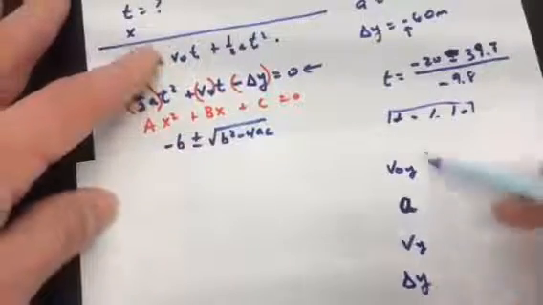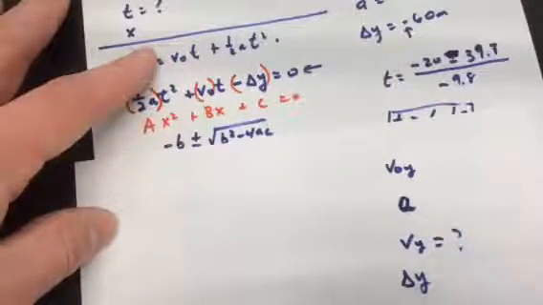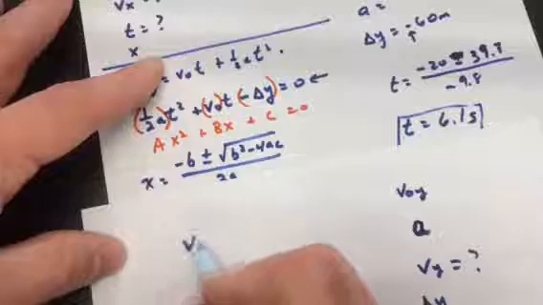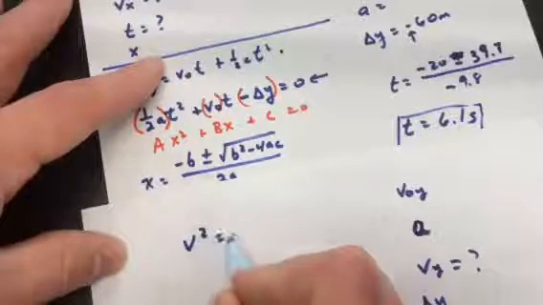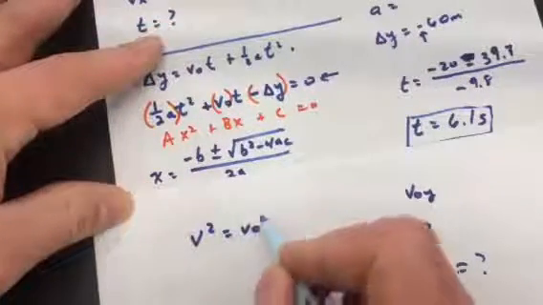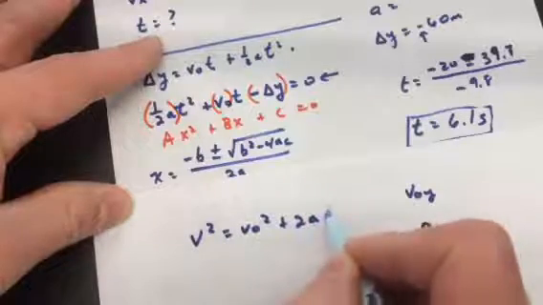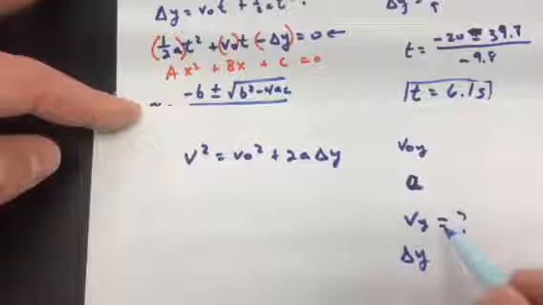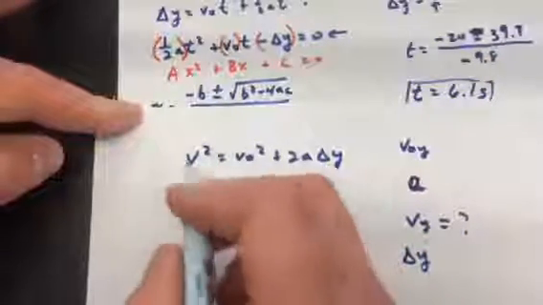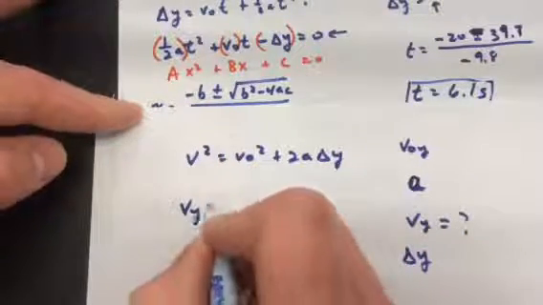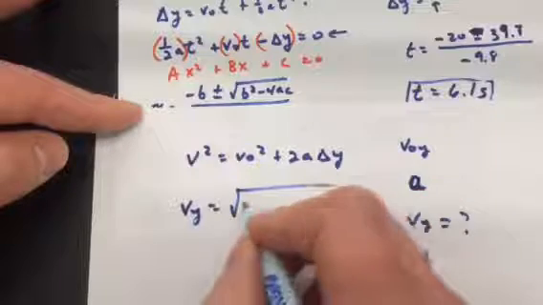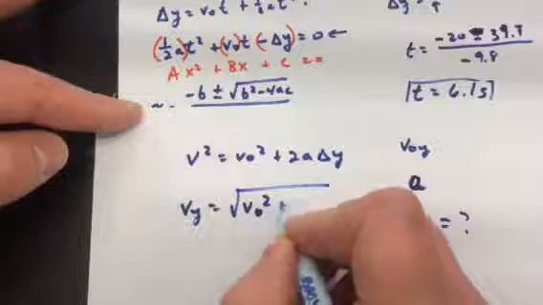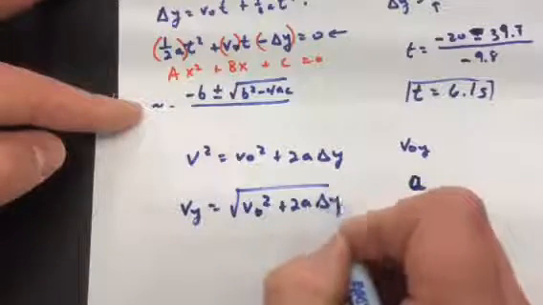So if I solved for this first instead of time, I would pick a different equation, which would be v squared is equal to v naught squared plus 2a delta y. Okay, and if I'm solving for vy, I would just have to say that vy is equal to the square root of v naught squared plus 2a delta y.